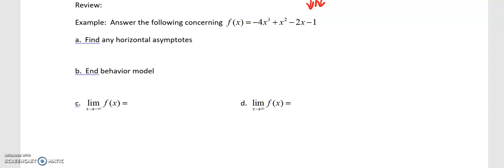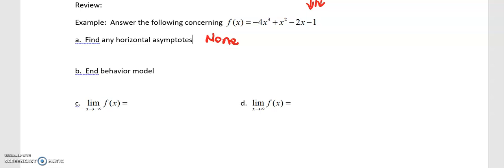All right, so it says answer the following concerning f of x equals negative 4x cubed plus x squared minus 2x minus 1. Well, this is a polynomial, which is not a constant, right? And so it does not have a horizontal asymptote. So this question is fairly easy, although it can be tricky sometimes. It's none. All right, and we should know what the graph of this looks like. I'm going to talk a little bit more about that in a second. And well, let me step back a second.